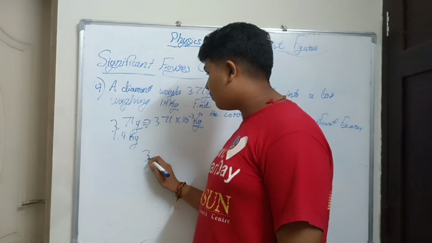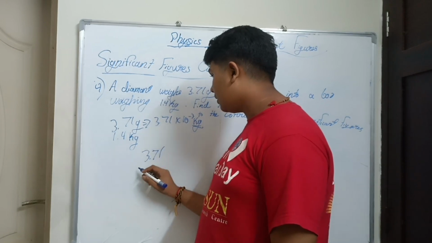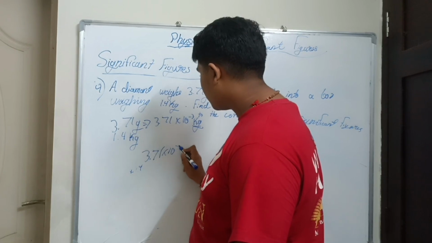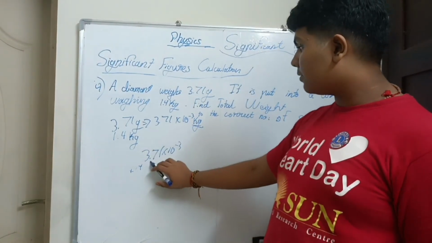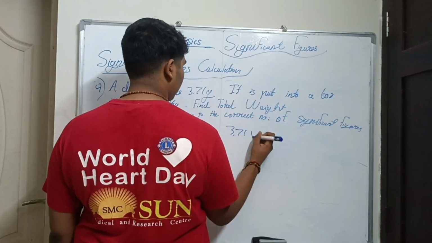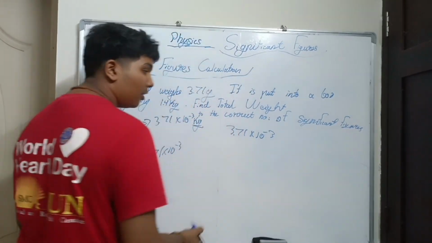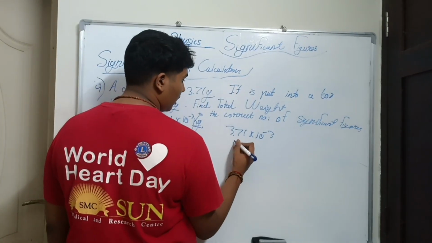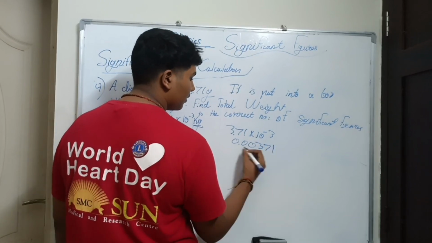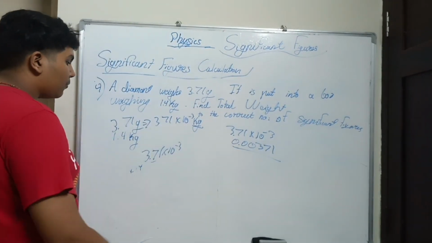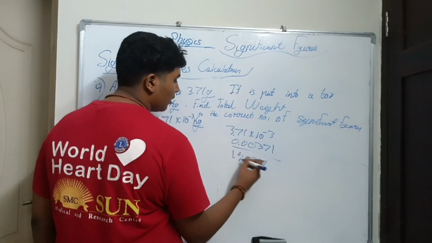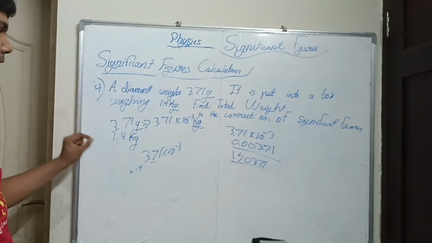So next we have 3.71 plus 1.4 into 10 raised to power minus 3, right? So how do you solve this? First we will try to multiply that. 3.71 into 10 raised to power minus 3, how do you get this? You will get 0.00371. Now if you add them, what will you get? 1.40371. But just see how many significant figures, the least significant figures.